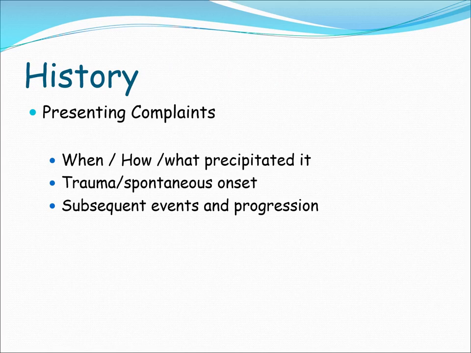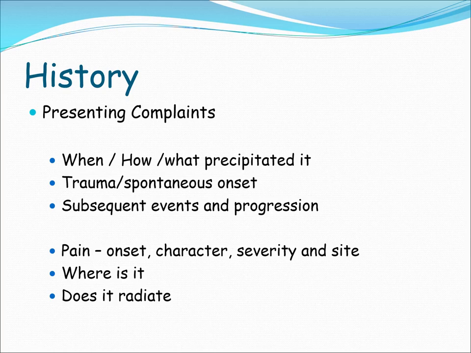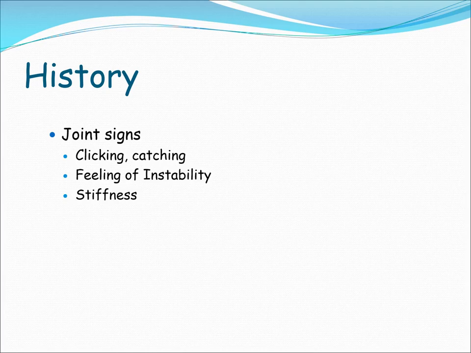The history needs to determine when, how, and what precipitated the symptoms. Was it spontaneous in onset or related to trauma? And what has happened to those symptoms since the initial event? You also need to ask many questions related to the pain, such as where it is arising from and where does it radiate to. You must also ask about the joint. Is there any clicking or catching occurring? Is there a feeling of instability? Or is there stiffness with loss of range of motion?